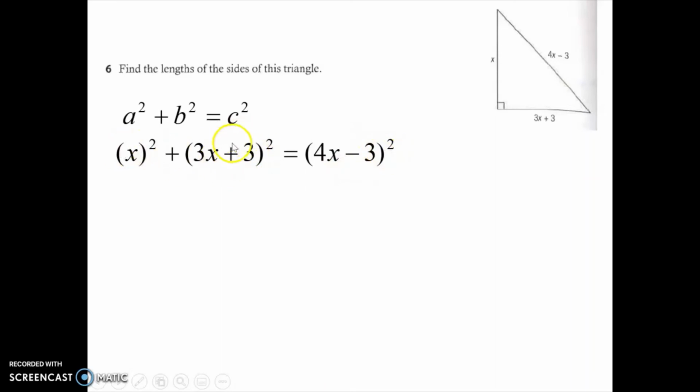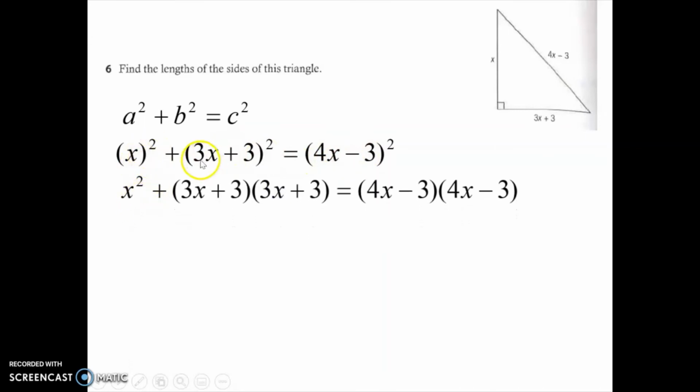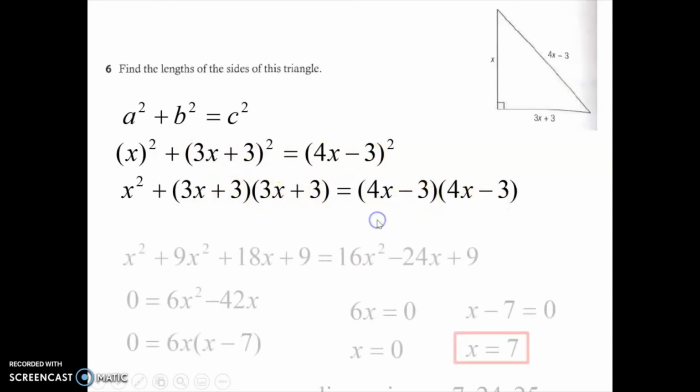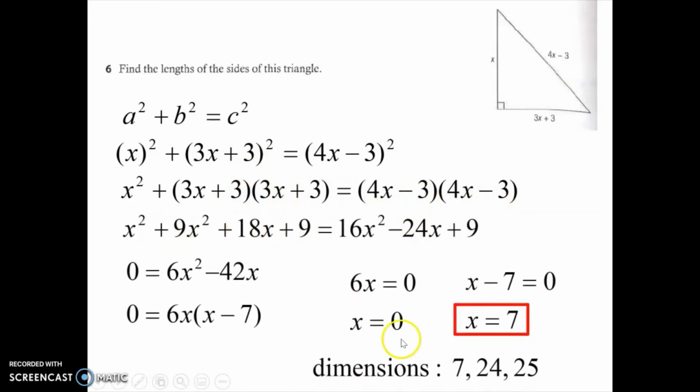So now expand all these brackets here. You can expand this. What does this become? What does this become? Okay, over here, x squared. This is really 3x plus 3 times 3x plus 3. And this is really 4x minus 3 times 4x minus 3. Multiply all that. We get all this. Okay. So over here we had x squared, and then this all expanded is 9x squared plus 18x plus 9. And over here is 16x squared minus 24x plus 9. There's a lot of things here.